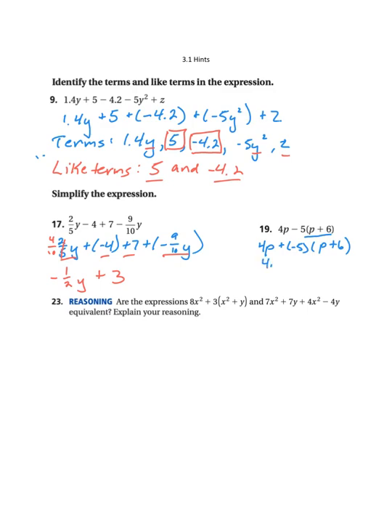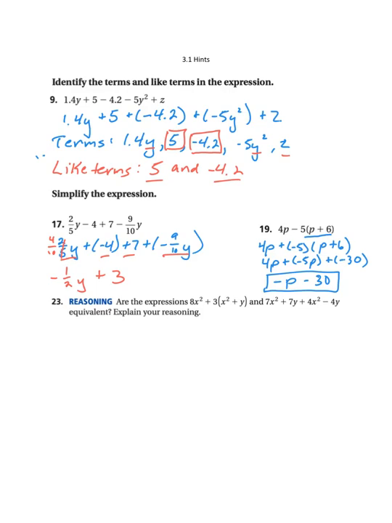So now I have 4p plus negative 5p, that's negative 5 times p. And then I need to distribute my negative 5 to the 6 as well. So this is plus negative 30. Now when I combine my terms, I have negative p plus negative 30. And actually in simplified form, I'm going to put that back to subtraction now that I'm done simplifying the terms. So I have negative p minus 30 is my simplified expression.